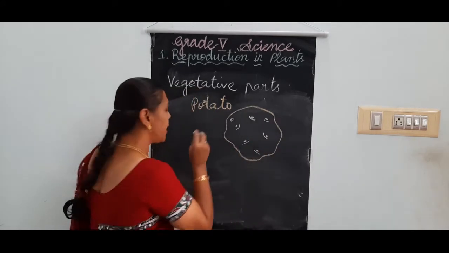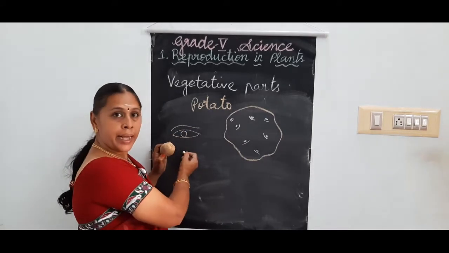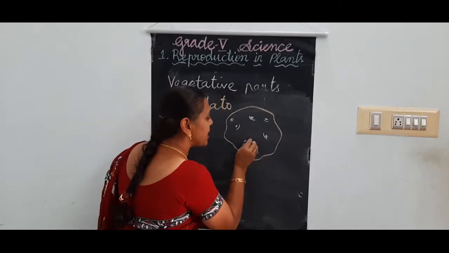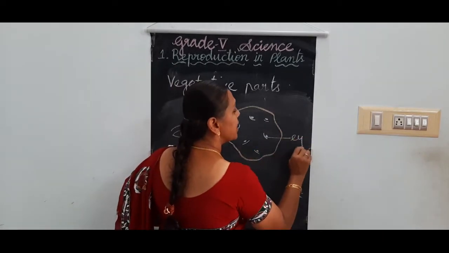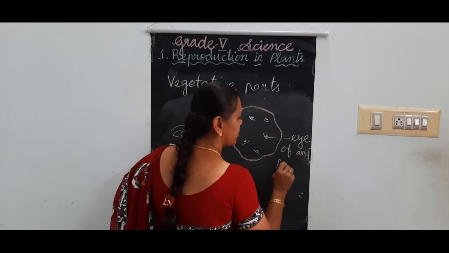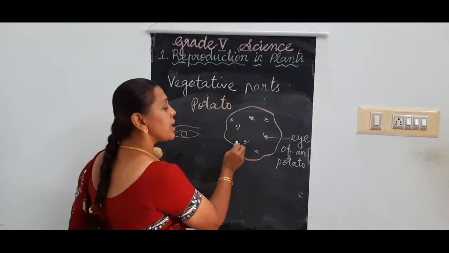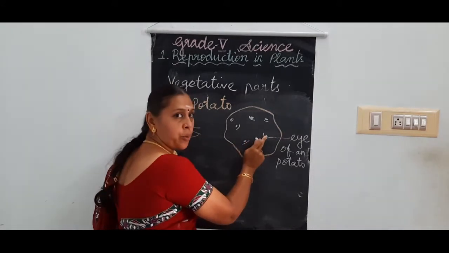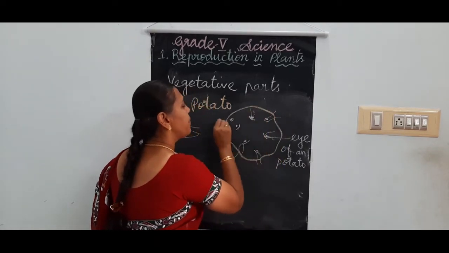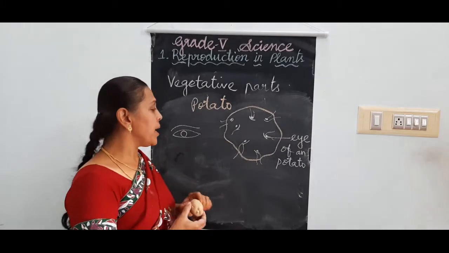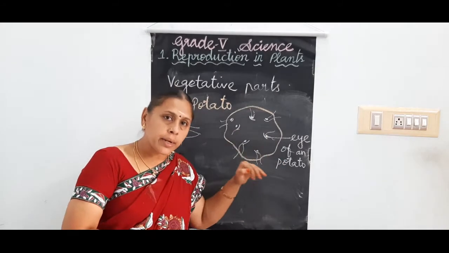How will we draw an eye? Like this. Is it not? So in the same manner, in the potato also, you can see structures like this. Eye-like structure. That is why this is called the eye of a potato. What is it called? Eye of a potato, and this is the stem part. From the eye of the potato, the roots will develop. Small roots, fibrous roots will develop. And this part only helps the plant for reproduction. It is also an example of an underground stem.